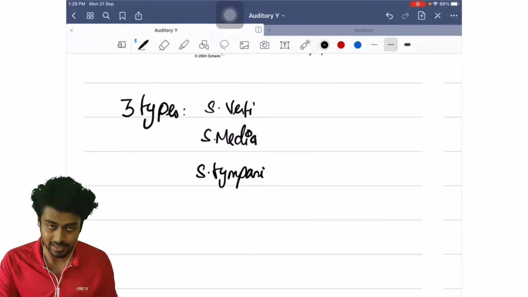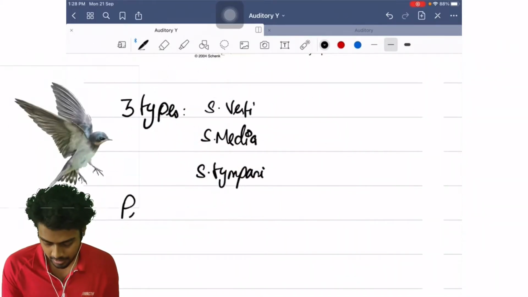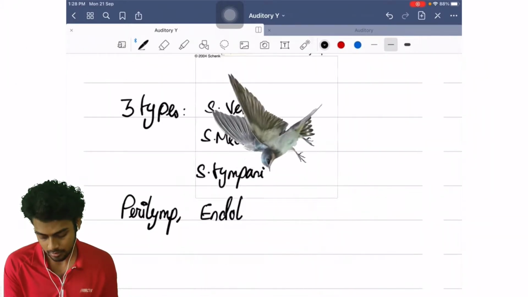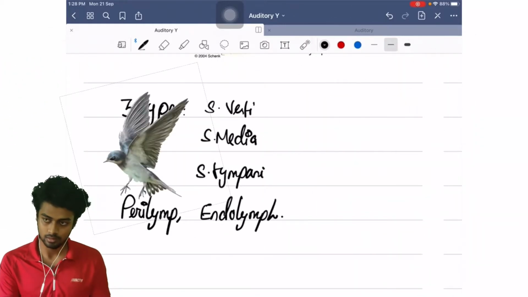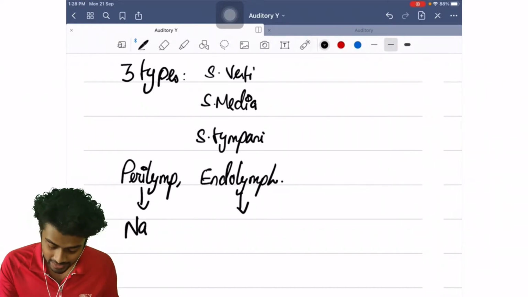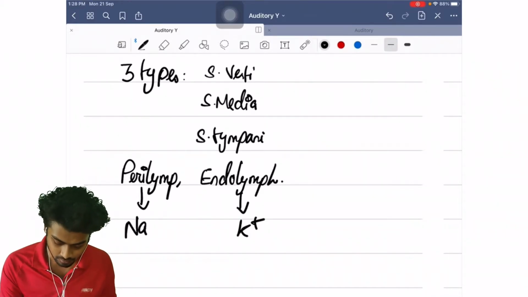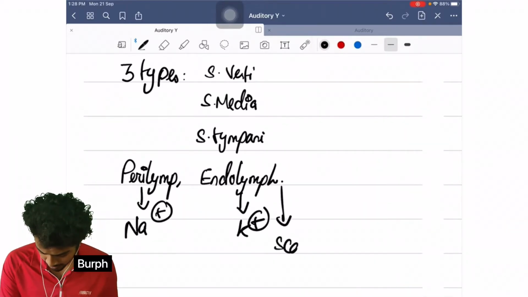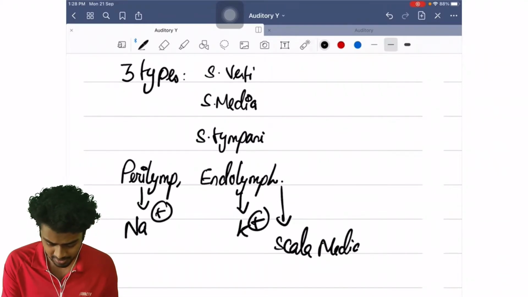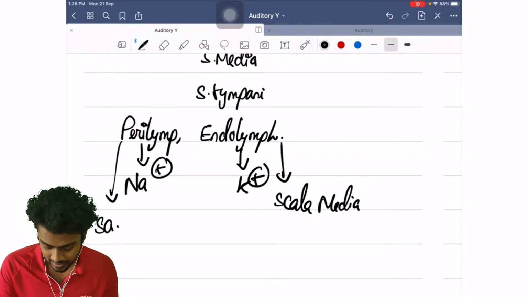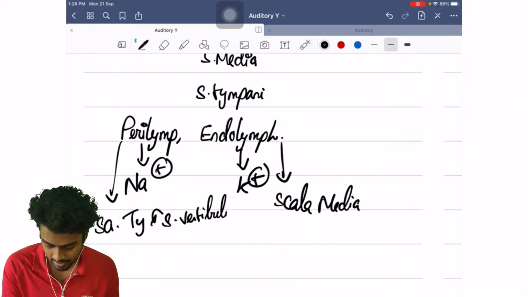Fluid which are present inside these tubes are perilymph and endolymph. The perilymph is actually rich in sodium, whereas the endolymph is rich in potassium. The endolymph is present only in the scala media, whereas the perilymph is present in both tubes, which are the scala tympani and the scala vestibuli.